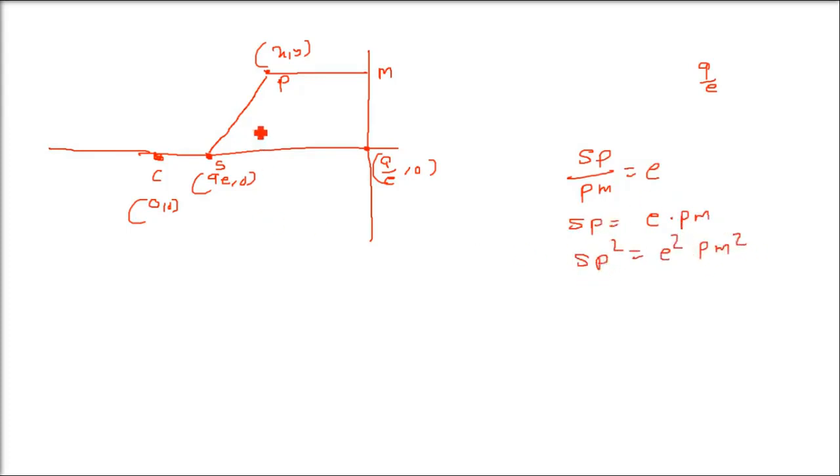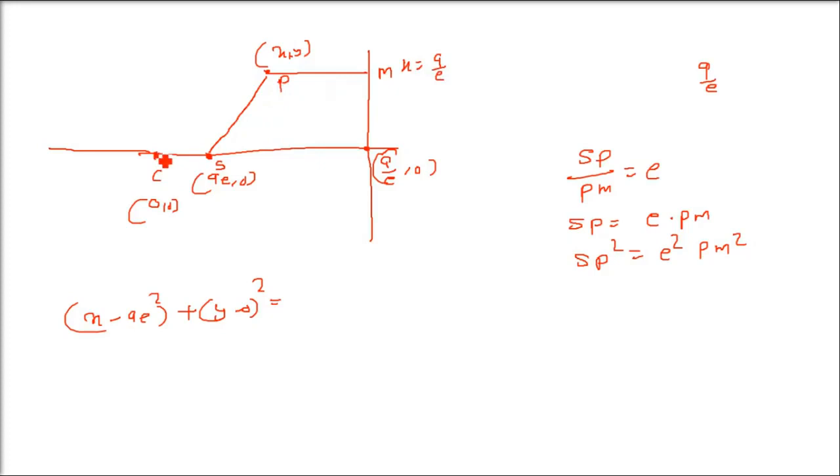Now let us take the distance. SP is easy. We'll use the distance formula, that is x minus AE whole square plus y minus 0 whole square. This will be equal to, now taking this distance, the line equation is x equals A by E. X equals A by E is the line equation. But you don't have to worry about all this. See, I'll tell you a very easy method.